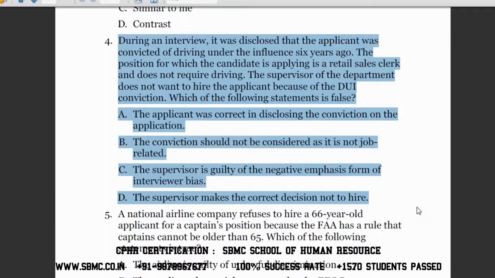The supervisor of the department does not want to hire the applicant. The answer is C. The supervisor is guilty of the negative emphasis form of interviewer bias.